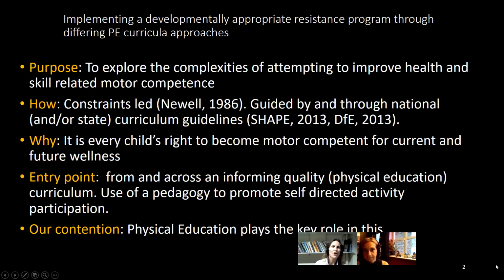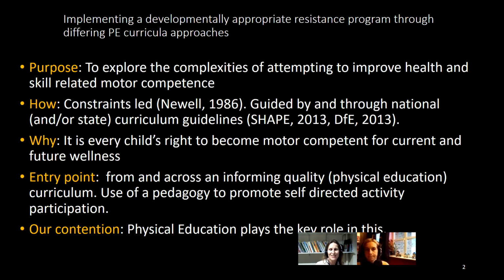The purpose of our presentation is to explore the complexities of what we did when we were looking into how to develop motor competence through elementary and middle school, basically Key Stage 3 in the US, and how we use constraints in order to reflect upon how to make changes to amend it for an English rendition. We did use constraints because the physical education offered by US national and state guidelines is slightly more than that in England.